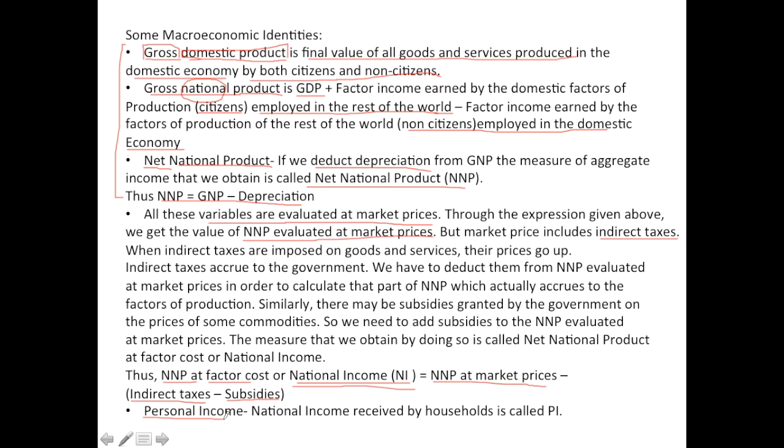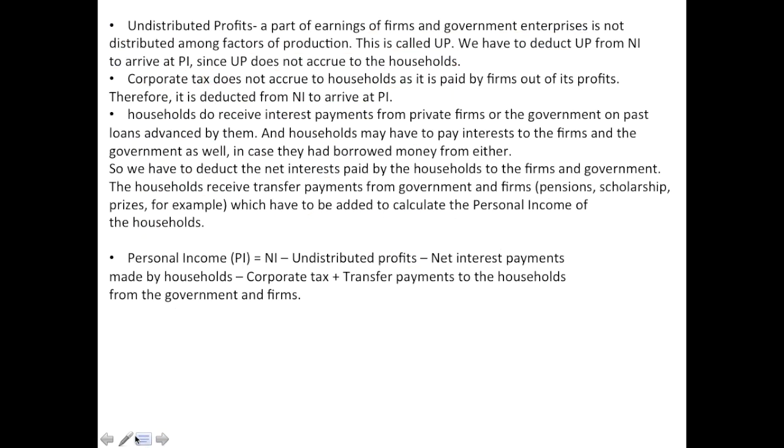The final one is personal income. What is personal income? Personal income is that part of national income which is received by households. Whatever the households are receiving and not others in the economy, like government, like firms, whatever the households are receiving, that part of national income is called personal income. How to calculate personal income? In personal income, from national income, you reduce the following things.